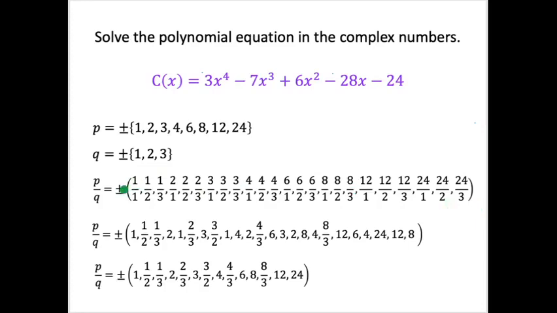And this looks kind of ugly, but we can actually simplify. For example, 1 over 1 is just 1. Okay, the fractions are already reduced here, these two, 1/2 and 1/3. 2 over 1 is 2. 2 over 2 is just 1. 2 over 3 stays. 3 over 1 is 3. All the way down here, 24 over 3 is 8, but we do the same all the way down. And then we can go ahead and get rid of any duplicates. 1 is repeated. We don't need it here.